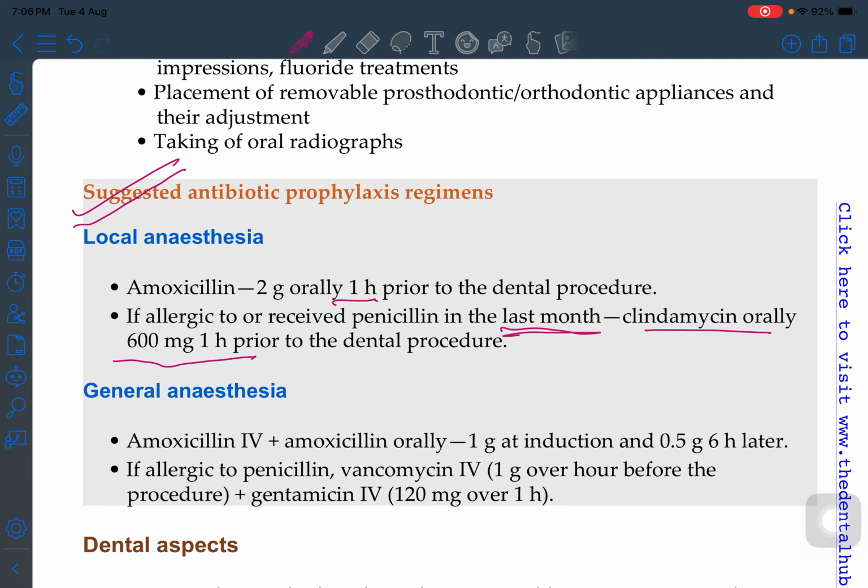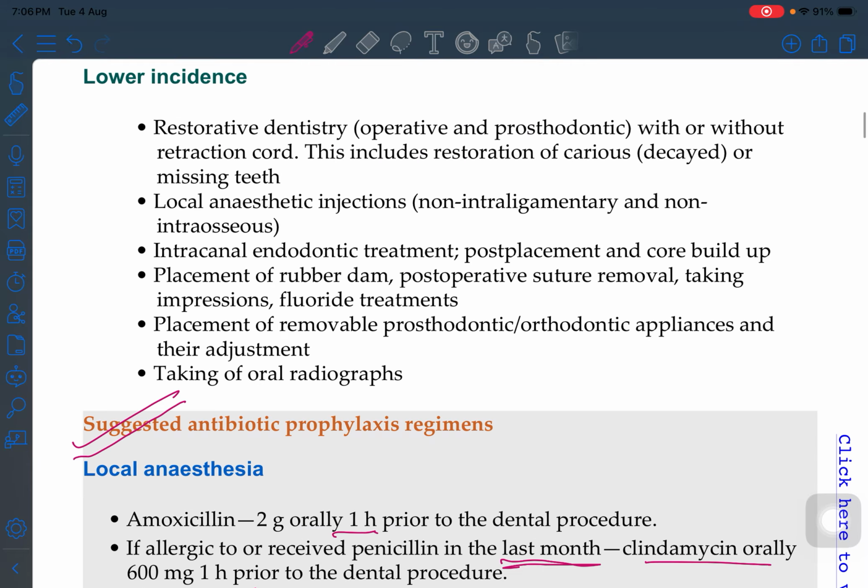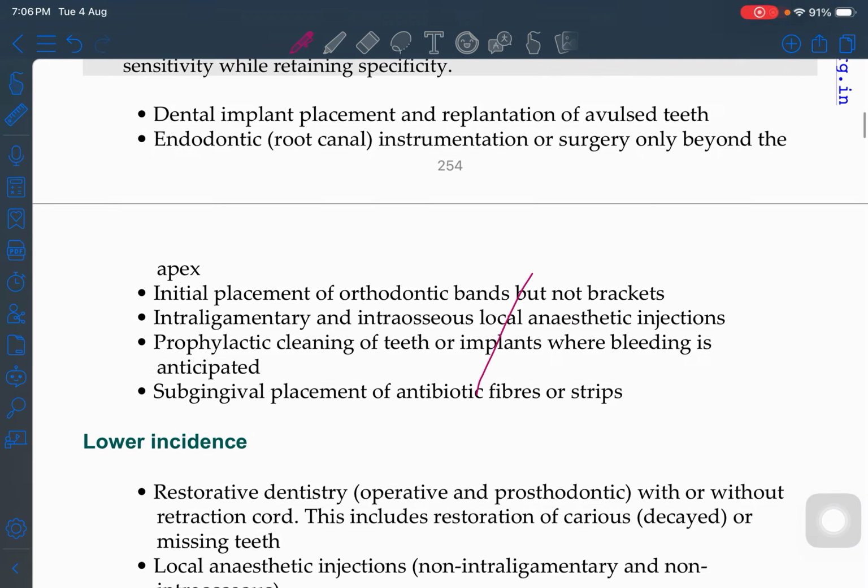And if general anesthesia, then amoxicillin IV plus orally 1 gram at induction and 0.5 gram 6 hours later. If allergic to penicillin, then vancomycin IV 1 gram over 1 hour before the procedure plus gentamicin IV 120 mg over 1 hour. Okay, that's all for infective endocarditis.